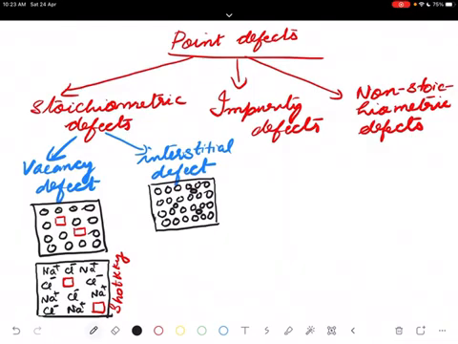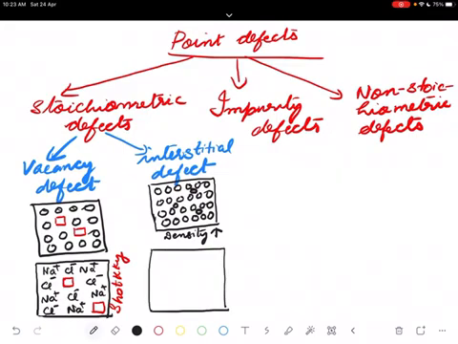So what happens to the crystal? Density increases. Here density increases in this case. In the case of ionic crystal, again electrical neutrality is to be maintained. There, how does this interstitial defect occur? So I'm drawing another diagram for this ionic crystal.